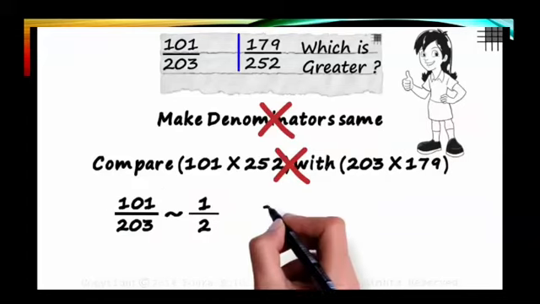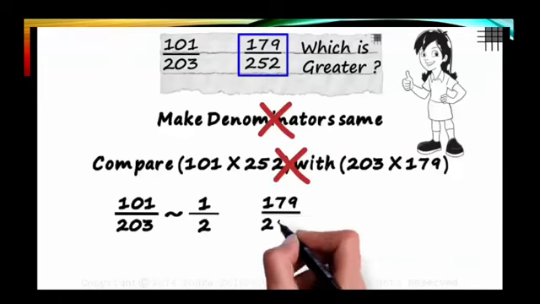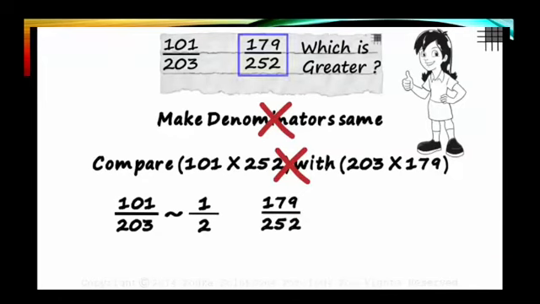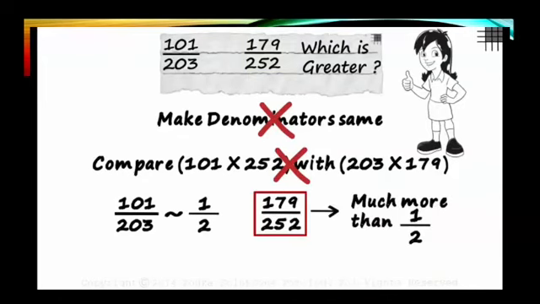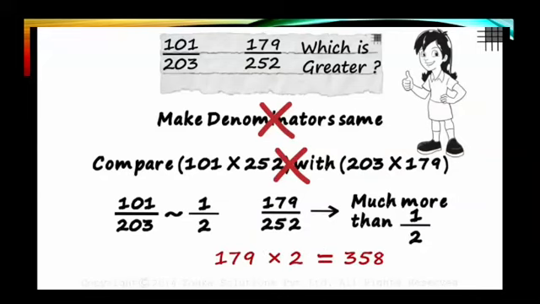What about 179 by 252? Well, this is much more than half. 179 times 2 is 358, and we have just 252 in the denominator.